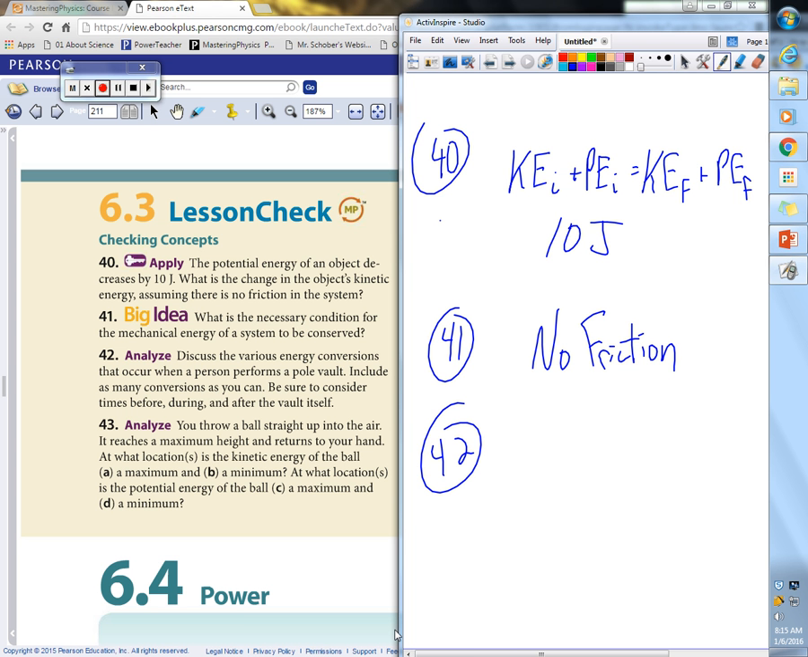Then, that kinetic energy, and this is literally how you have to do the pole vault, it's all about how you convert one type of energy into another. Now, in pole vault, what's the ultimate goal? It's to get your body high up in the air. It's to get your body to have a lot of potential energy.